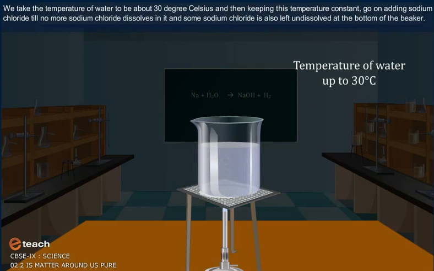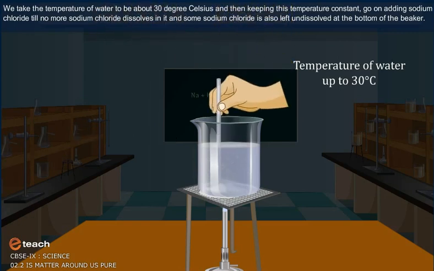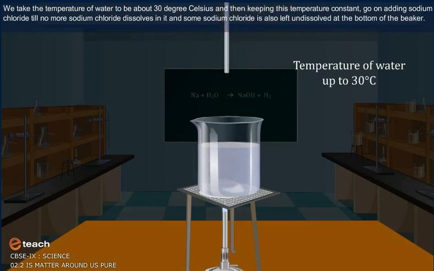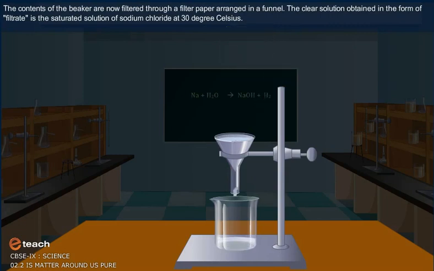We take the temperature of water up to 30 degrees Celsius and then, keeping this temperature constant, go on adding sodium chloride till no more sodium chloride dissolves in it, and some sodium chloride is also left undissolved at the bottom of the beaker. The contents of the beaker are now filtered through a filter paper arranged in a funnel. The clear solution obtained in the form of filtrate is the saturated solution of sodium chloride at 30 degrees Celsius.